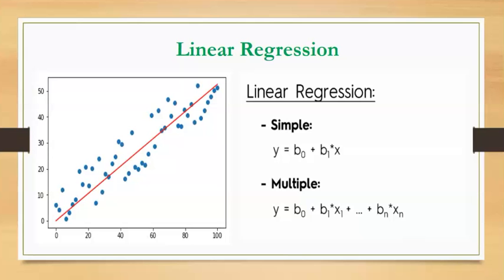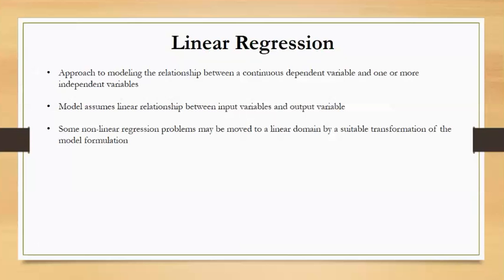Now to summarize, linear regression is an approach to modeling the relationship between a continuous dependent variable and one or more independent variables. The model assumes a linear relationship between input variables and output variable. That is why it is called linear regression. Some nonlinear regression problems may also be moved to the linear domain by suitable transformation of the model formulation. For example, doing a log transformation of the input or output, or taking the square or square roots of the input or output can transform a nonlinear equation to a linear equation. We shall see some examples of these cases later.